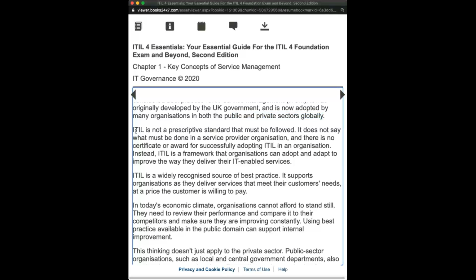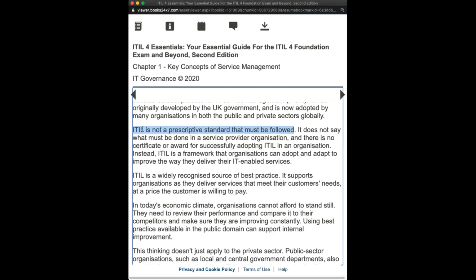So ITIL is not a prescriptive standard that must be followed. It means that it's not forcing you to follow it, or saying that you should always use this standard. Because for ITSM and ITIL, they want some flexibility. They always want to check the current best practices with the ongoing changes in technology, and not stick to saying that this is the right way.